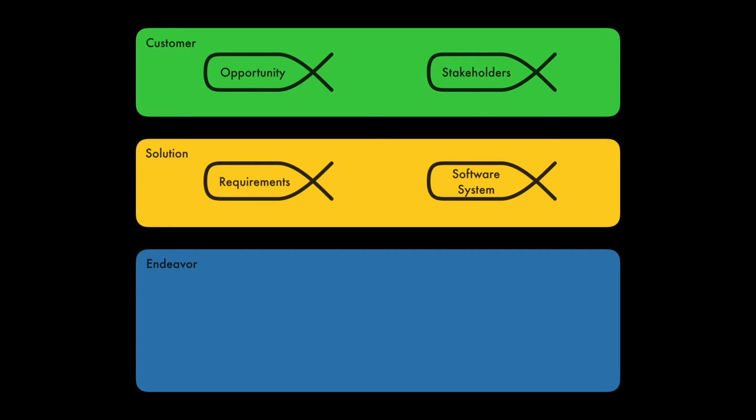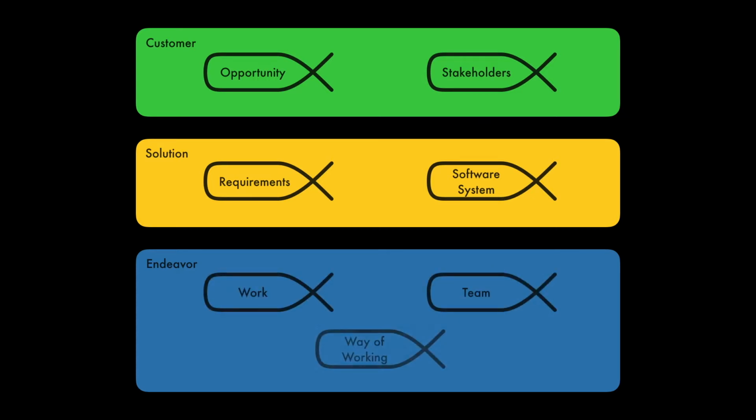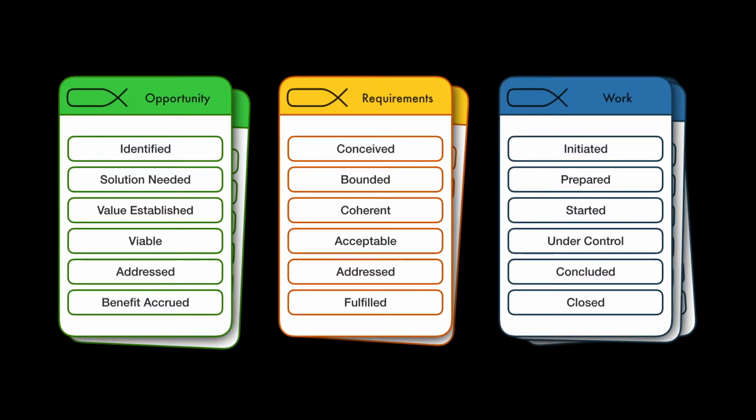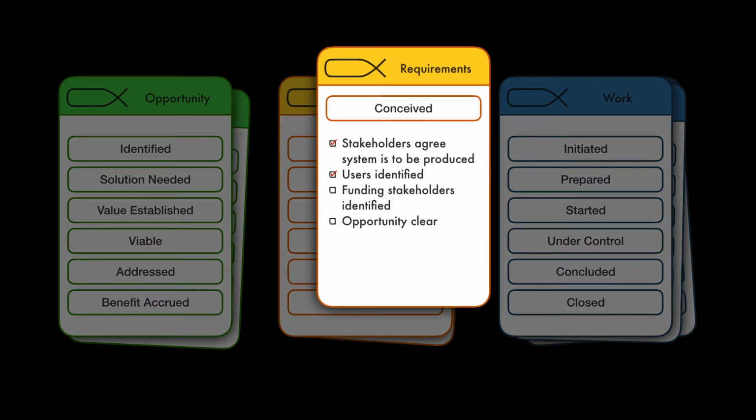In the endeavor area of concern are work, team, and way of working alphas. Work consists of all the physical and mental tasks that are needed to be done in order to achieve a desired result, including planning, communicating, and performing the work. Team refers to a group of people who actively do the work required by the software system. Way of work is the team's practices and tools to guide and support the work. Each alpha has a number of states which allows the progress and health to be assessed. Each state also has a checklist to help the development team.